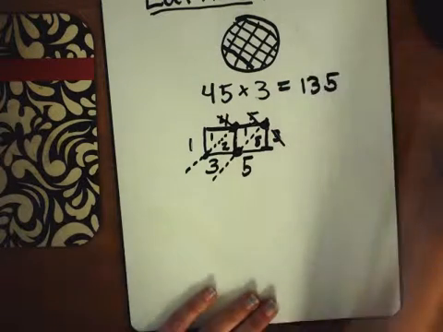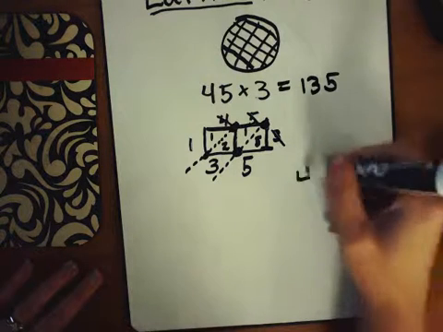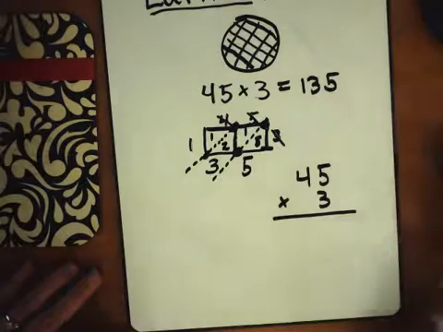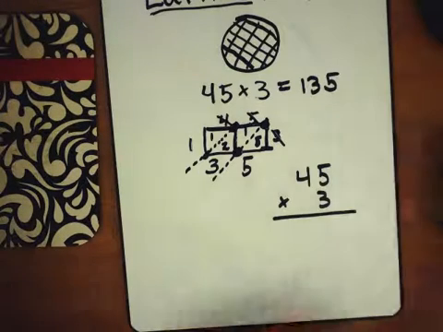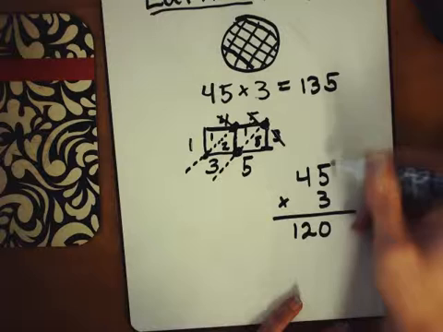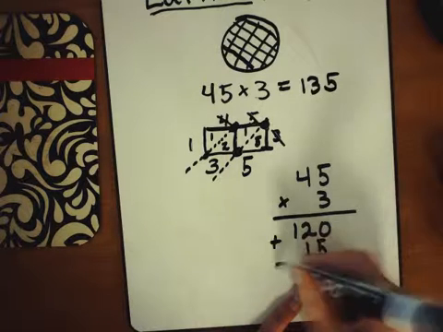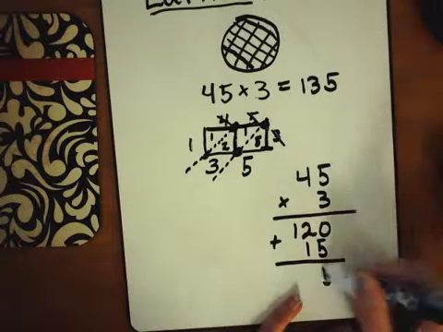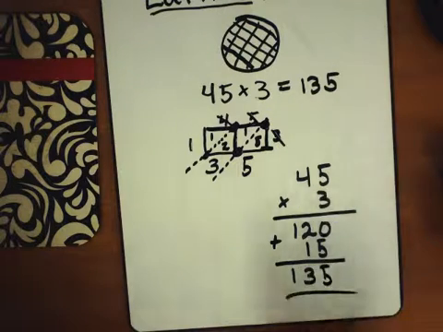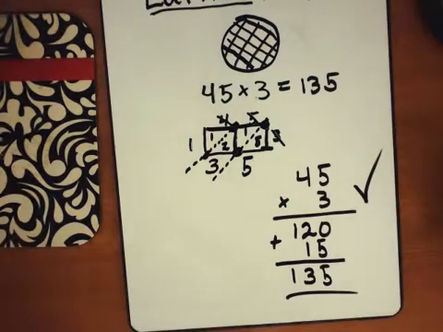135. Okay, right underneath there, I want you to go ahead and check that with partial products. So I'm going to do 45 times 3. 3 times 40, friends, is 120. And 3 times 5 is 15. So I can add up those partial products, and if I did everything correctly, I should end up with that same answer. Bama, 135, 135, 135. Check. Right?